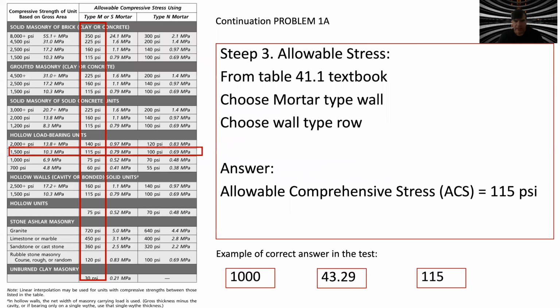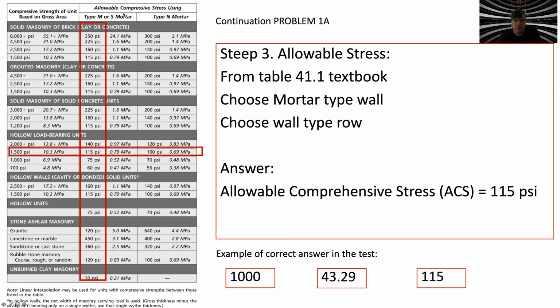Step 3 is very simple. We know that our wall was a hollow load-bearing wall. We also know from our data that the mortar that we were using was this S mortar, because it's the same, it's not N. Well, we just go to our column of mortars and make here like a long square, and we know that this is the data that we need.